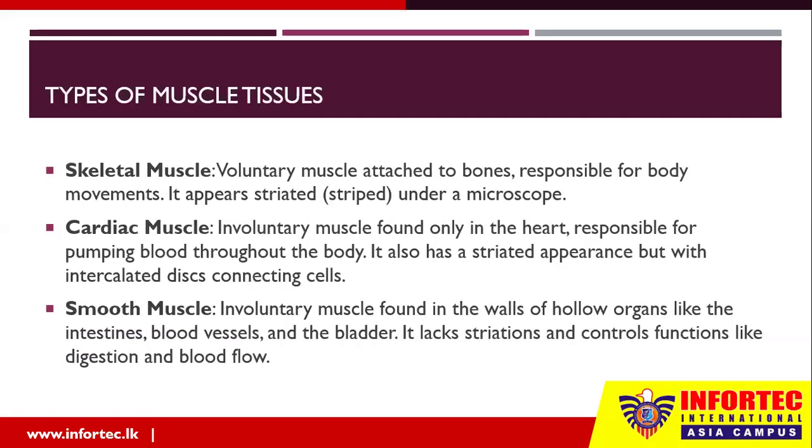When we consider the types of muscle tissue, there are mainly three types: skeletal muscles, cardiac muscles, and smooth muscles. First we will talk about skeletal muscles. These skeletal muscles are attached to our bones. When we consider the control, skeletal muscles are voluntary. It means we can control them. Therefore, they are responsible for body movements.